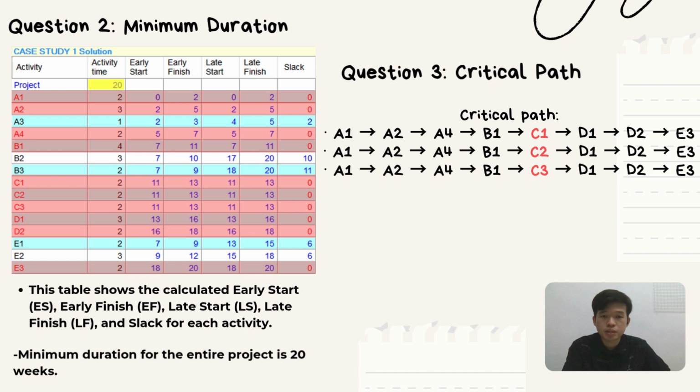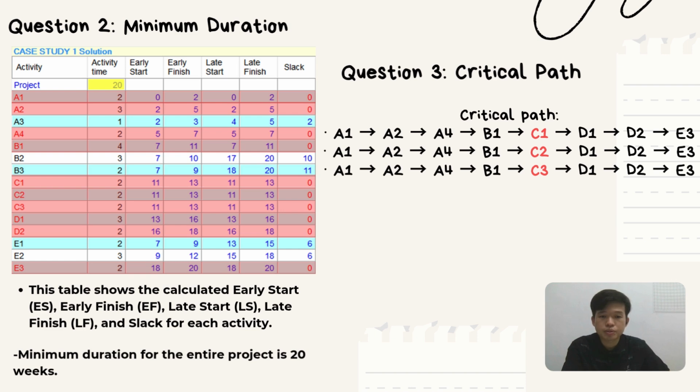Question 3, we identify the critical path, which is the longest sequence of activities with no slack, meaning any delay on this path will delay the whole project. For this case study, we actually have 3 critical paths, all of which must pass through the major sub-projects, which is A1, A2, A4, B1, and then go through either C1, C2, or C3. After that, D1, D2, and the last E3.